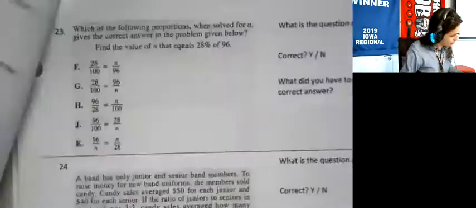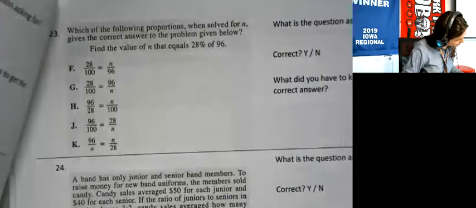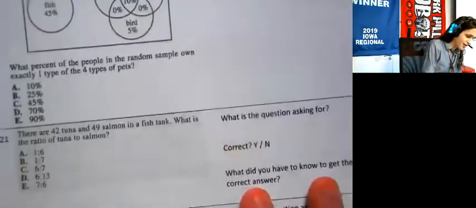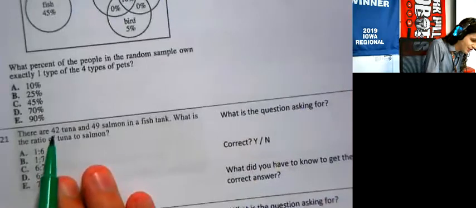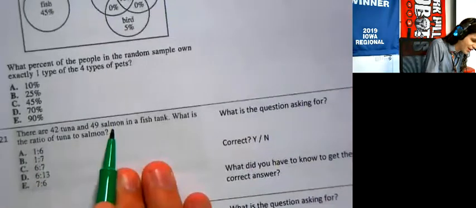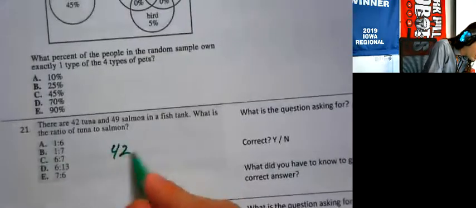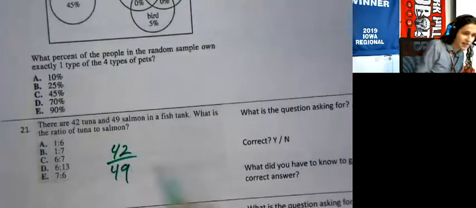These are kind of all over the place, a lot of proportions over and over. Let's do one more proportion. There are 72 tuna to 49 salmon in the fish tank. What is the ratio of tuna to salmon? 42 over 49. Oh gosh, I don't know how to reduce things.